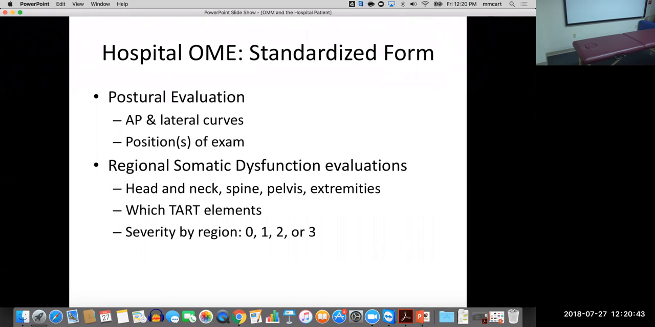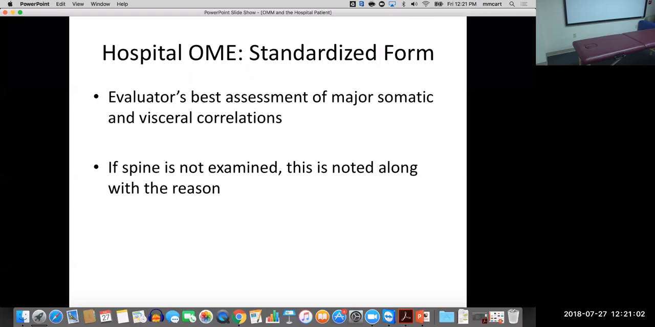The standardized form is the other option. And so that one has evaluation of the curves and the positions of the exam, regional evaluation, head, neck, spine, pelvis, extremities, which TART elements. They even added severity in there as well. And then they're asking for your best assessment of major somatic and visceral correlation.